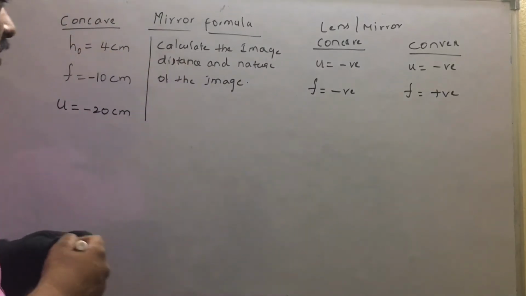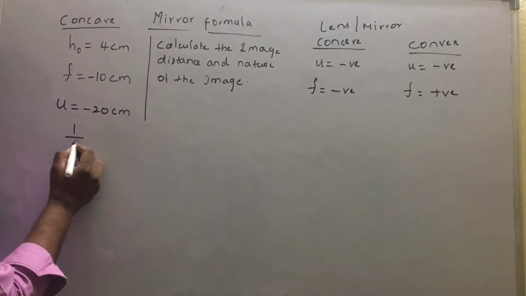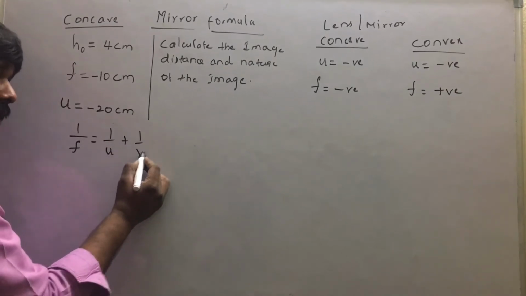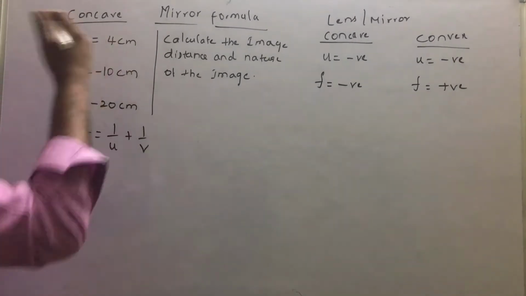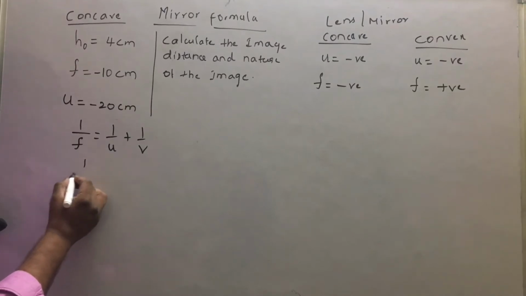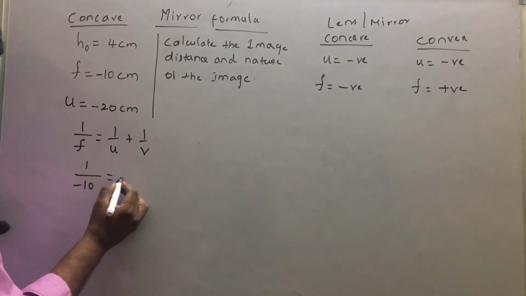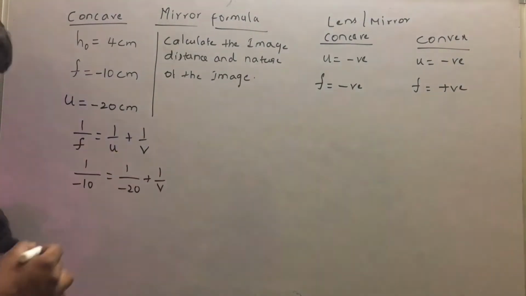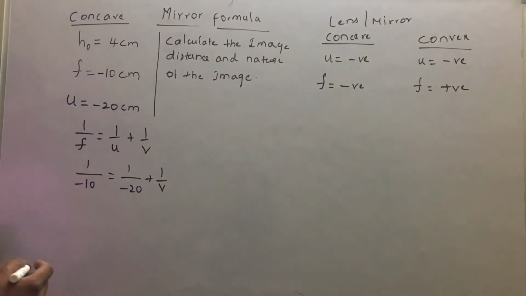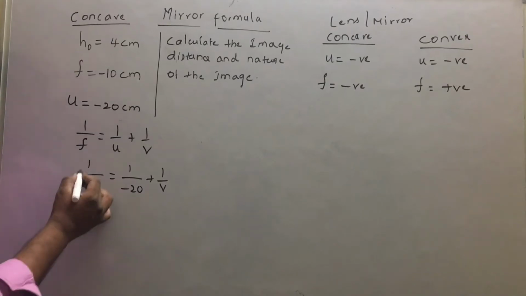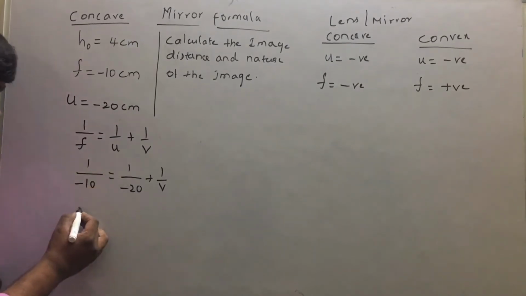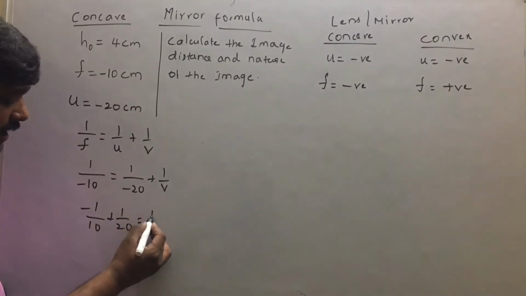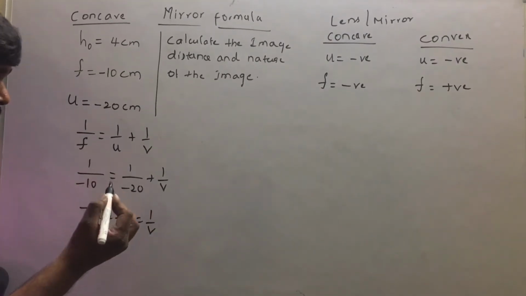Let us apply the mirror formula. 1 by f equals 1 by u plus 1 by v. Okay, f is minus 10 centimeters. 1 by minus 10 equals 1 by minus 20 plus 1 by v. Let us bring that minus 1 by 20 to this side. We can keep this negative sign in the numerator, no issues. Minus 1 by 10 plus 1 by 20 equals 1 by v.